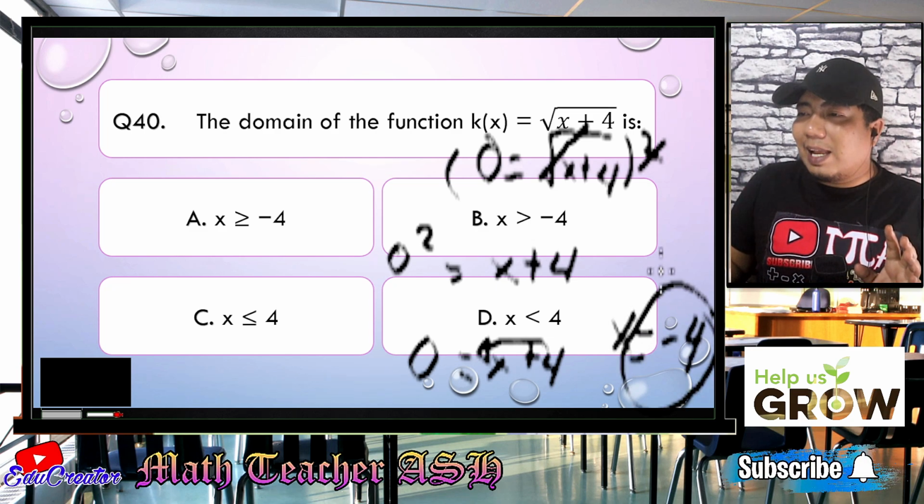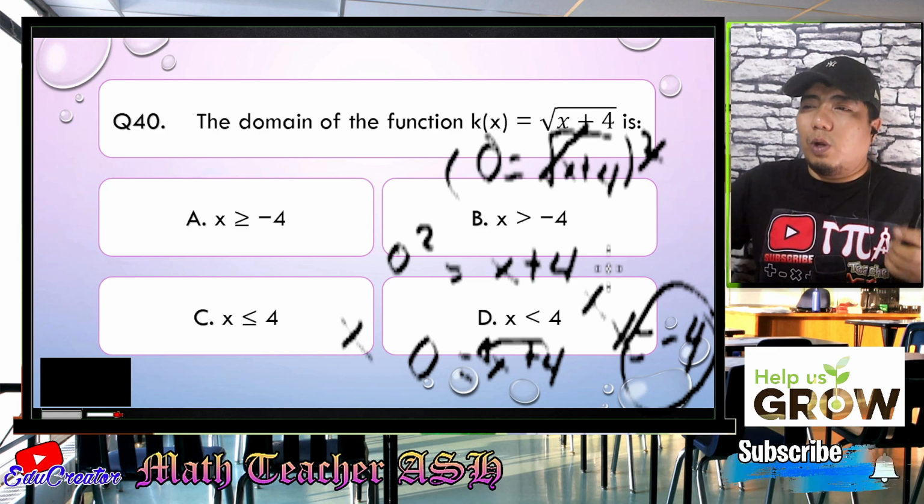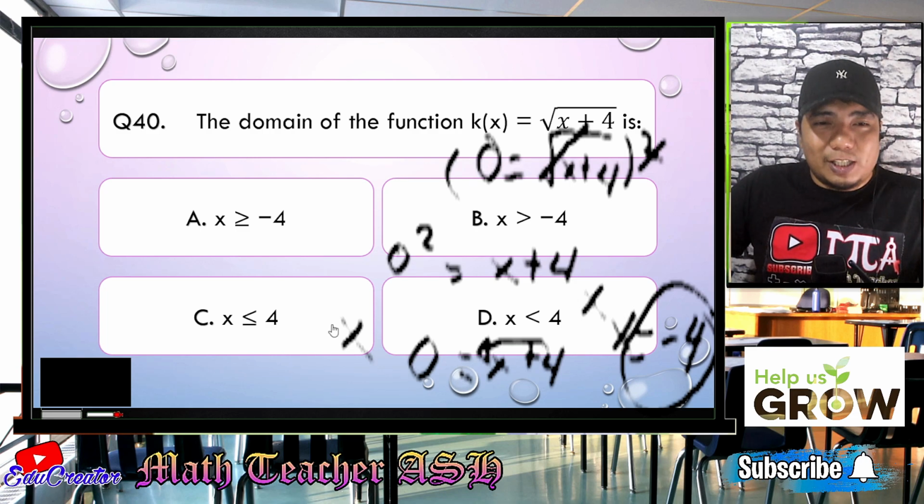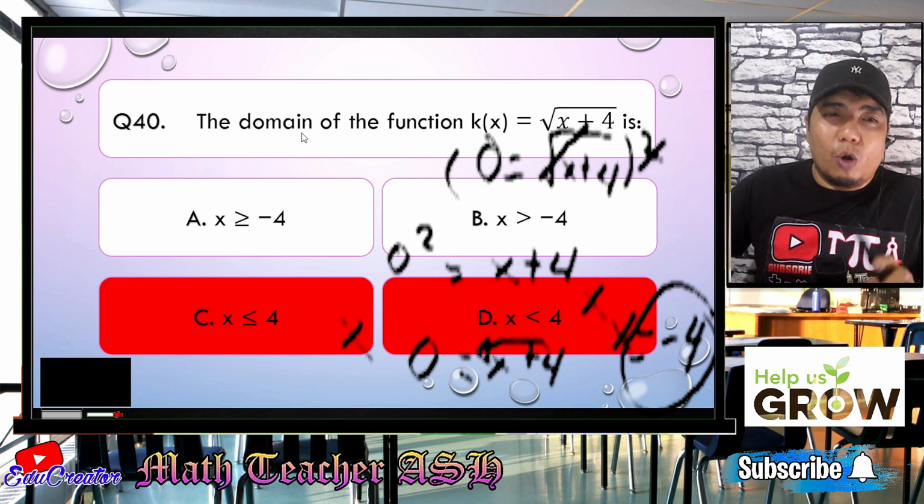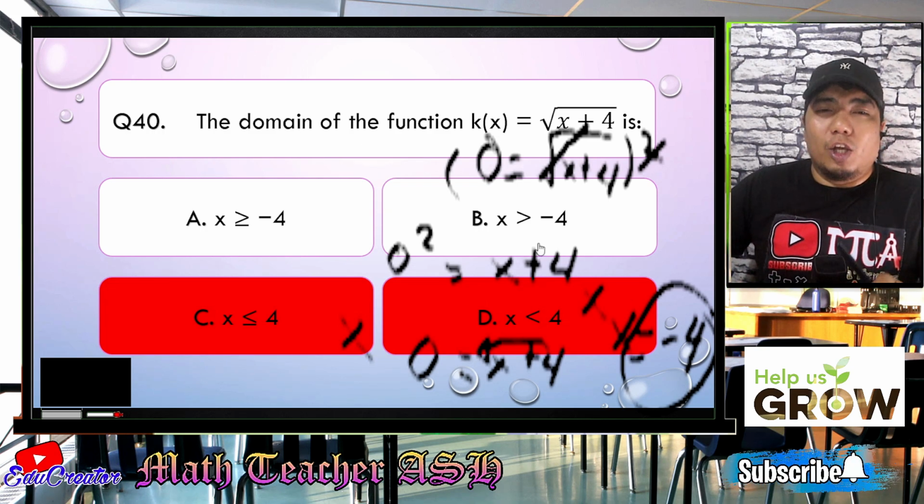So therefore, the negative 4 here is very crucial. So letter C is wrong. Letter D is wrong. So we only have A and B. Let's check that C and D are already wrong. Okay, we already know that. Now, the question here is, what is the domain? So how do we know the domain here, my dear math learners?